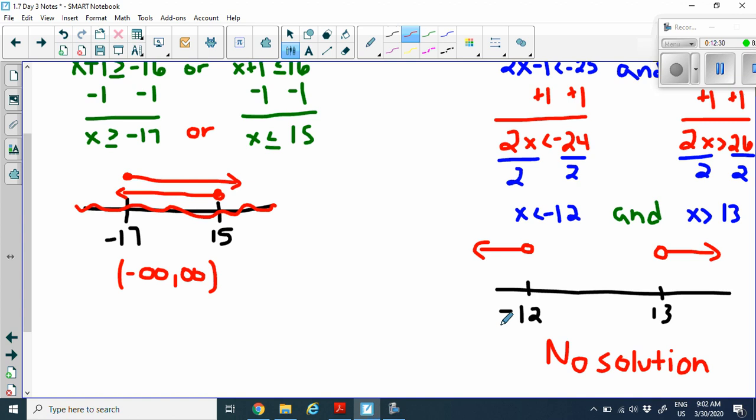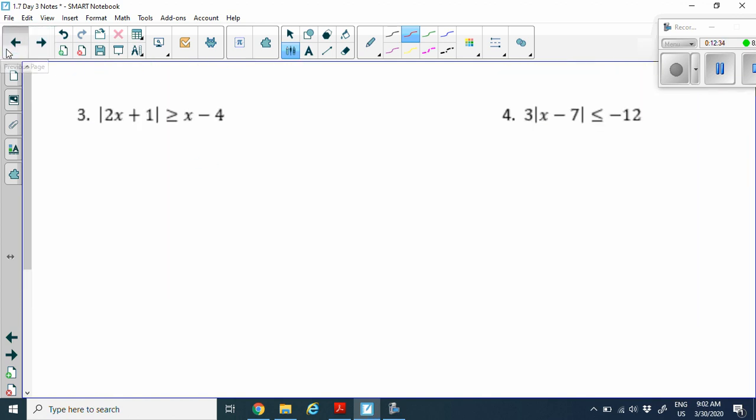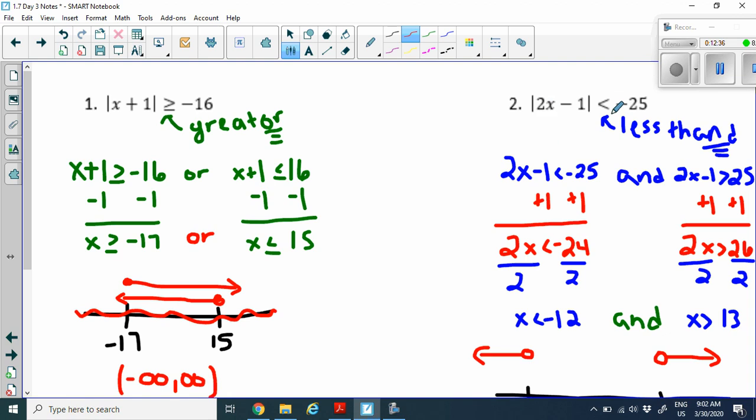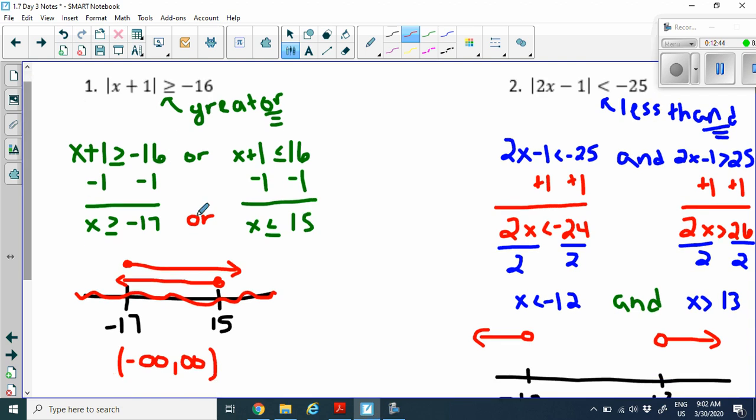Okay, so let's go into the next problem. Just to let you know, if it's no solution, you don't really have to do this work. You can just automatically say no solution. On the greater than, do show your work, because since you are shading on the number line, you want to make sure you have your x values to indicate that.